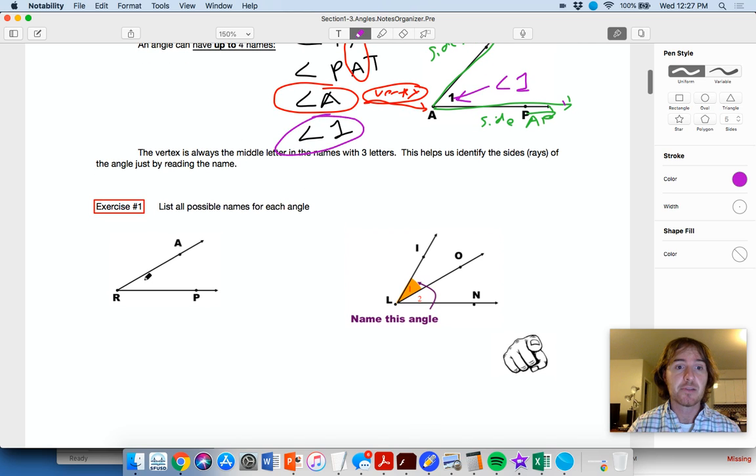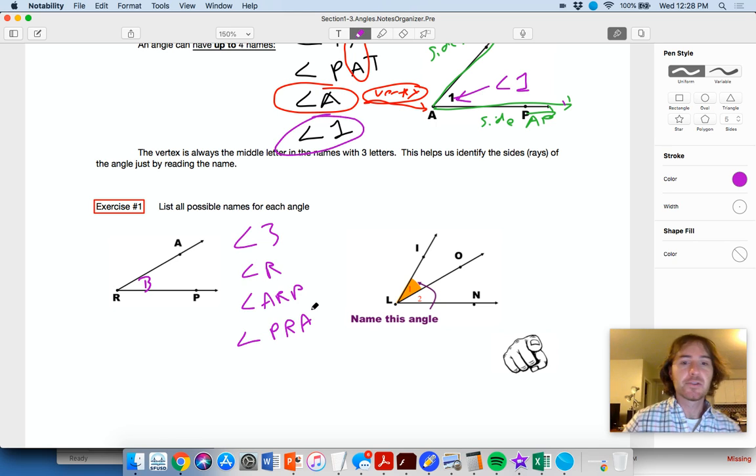Okay, so here's exercise number 1. We can just do them together. Let's make this angle 3 because we've already talked about angle 1 here, angle 2 here. This can be called angle 3. What's another one character that I can put down? I can name it angle R. Sure, there's only one angle there. And finally, we have angle ARP, and we have angle PRA. And we got the 4 names of the angles right here.